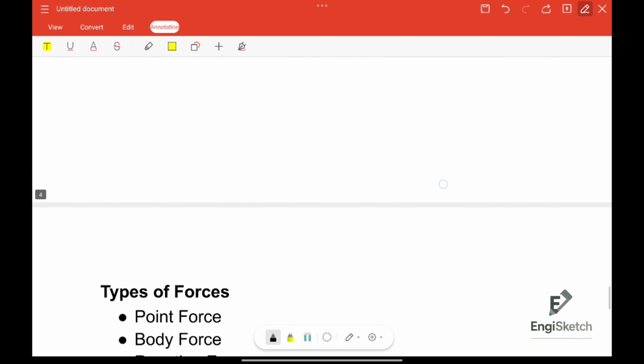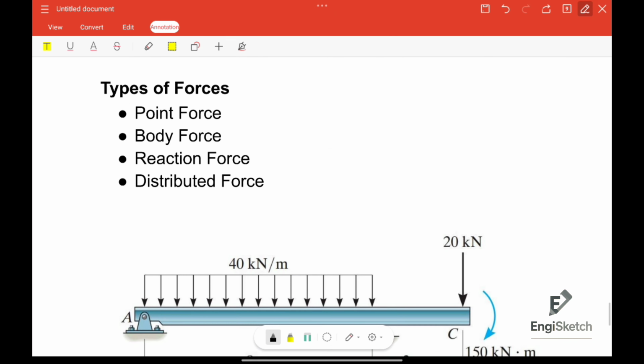Okay, and let's jump to the last point: types of forces. This is very important to understand in this course. We have different types of forces and they act differently. So first of all, we have the point force. Point forces are like the 20 kilonewton we have here. A point force acts only on a specific point, only one point. It can be here, it can be anywhere in the shape, but it acts like a point.